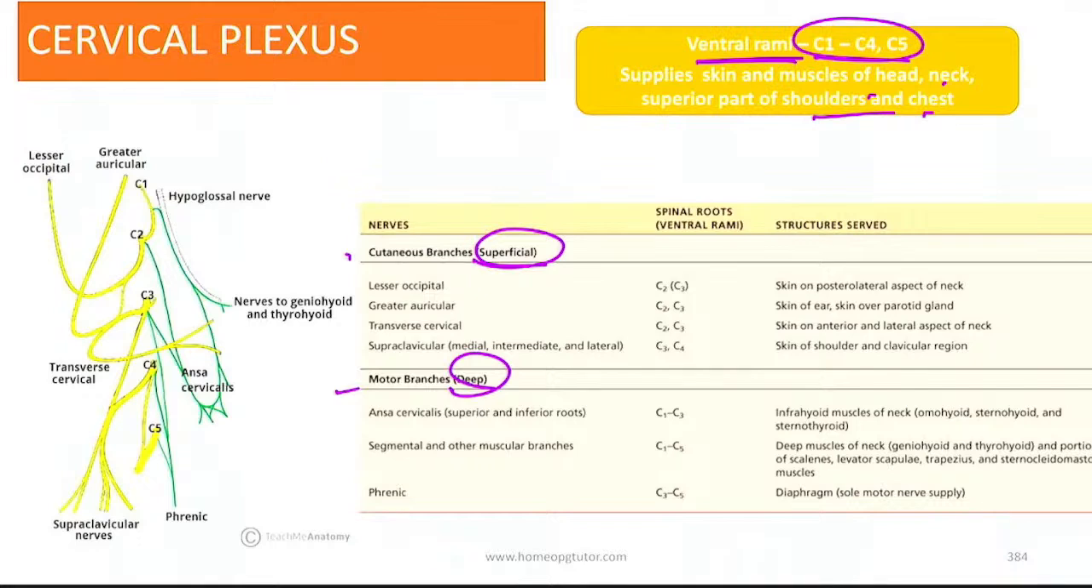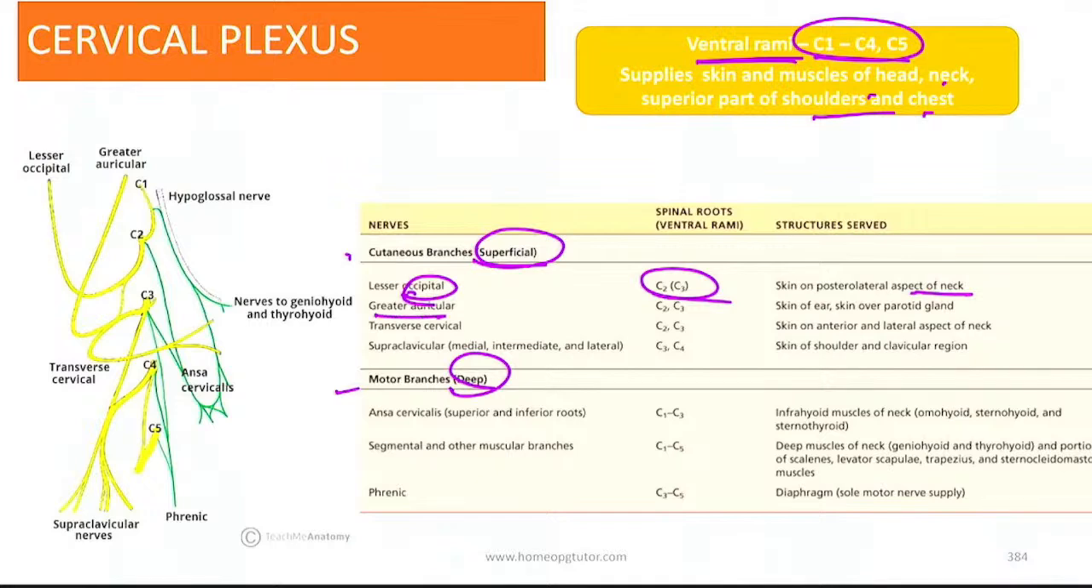Now I have already mentioned cervical plexus supplies what? It supplies the head, neck and shoulder and chest. So what are the portions of the head and neck? We have an occipital portion, right? Lesser occipital nerve, which is from the C2 and C3. Okay, that supplies the posterior aspect of neck. Lesser occipital, right? Posterolateral aspect of neck.